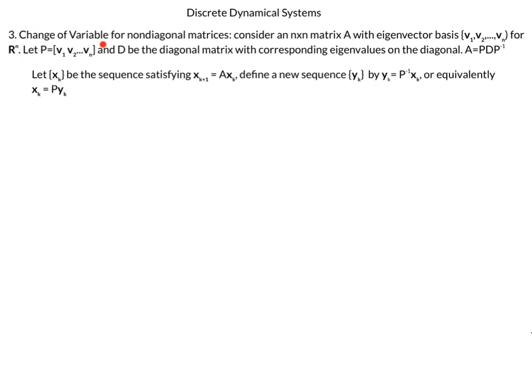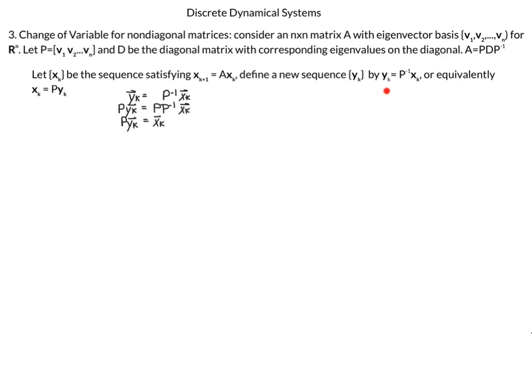We are going to look at this change of variables in terms of our dynamical system, so x of k plus 1 is equal to A x of k. Then we're going to define a new sequence y of k, and this is our change of variables here. We're going to take our x of k and multiply by P inverse, this matrix here, inverted. This is our change of variables where we replace our variable x with our variable y, or equivalently, we can say that x of k equals P y of k, and I'll show you why these two are equivalent.